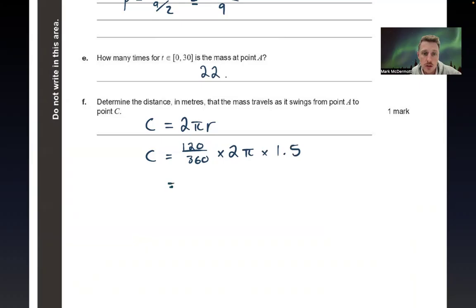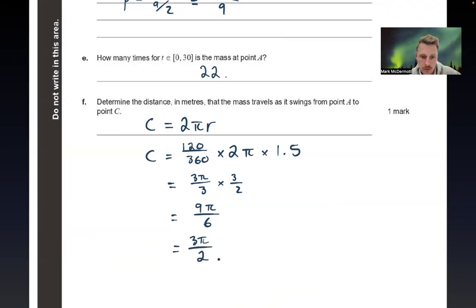Determine the distance in meters. Okay, it wants an exact answer. So what's that? 120 on 360 is 1/3. So it's 2 pi on 3 times 3 on 2. So what's that? 9 pi on 6, which is 3 pi on 2 meters. I think that sounds about right.